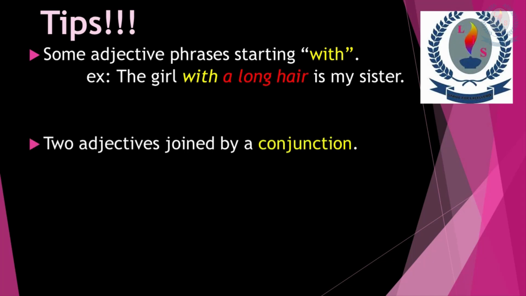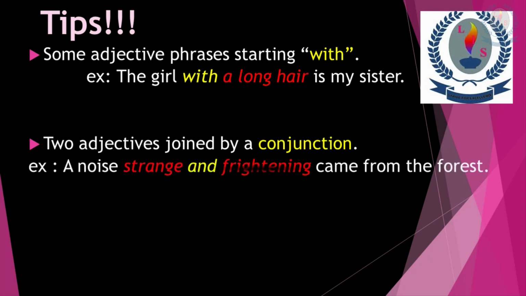Tip number 2. Some adjective phrases have two adjectives joined by a conjunction. Conjunctions are the linking words, such as and, but. For example, a noise, strange and frightening, came from the forest. Can you see the highlighted words? Strange and frightening. This is the adjective phrase in this sentence. Did you notice the conjunction? And. That is the conjunction. Strange is one adjective, frightening is another adjective. So, these two words describe the noun noise further.